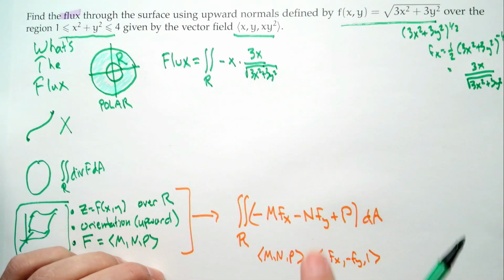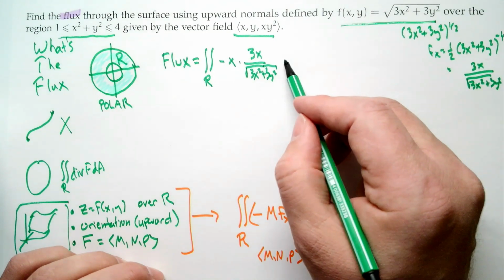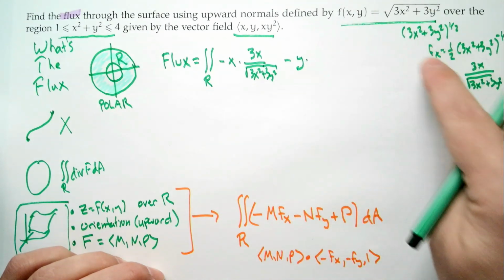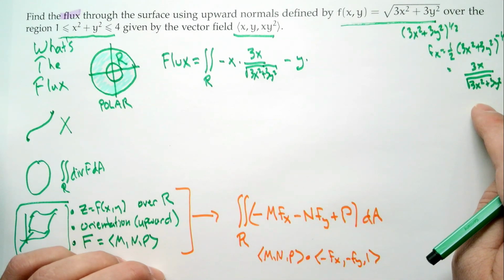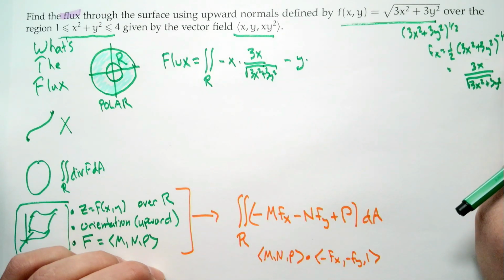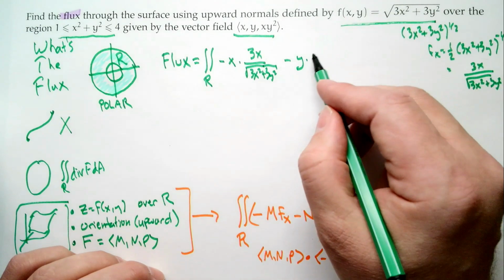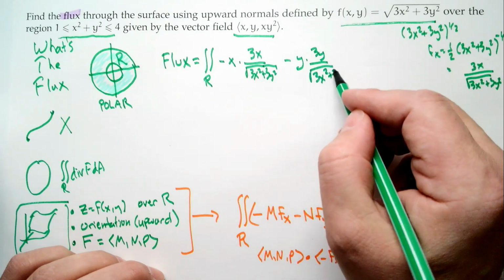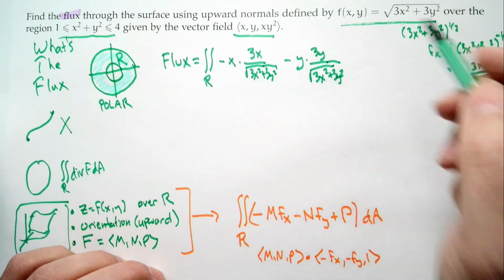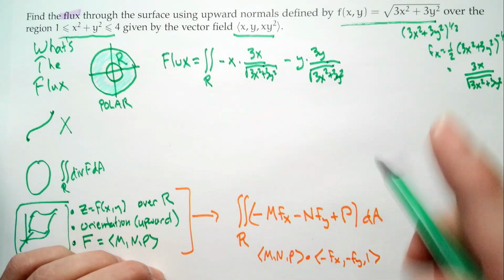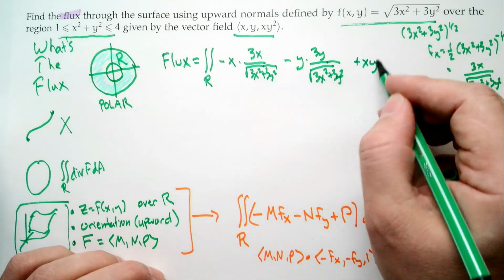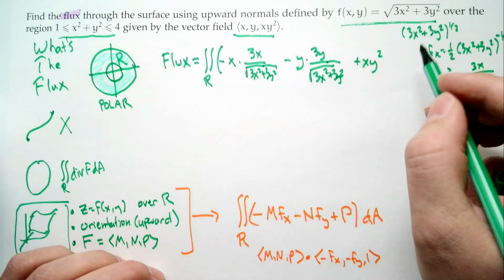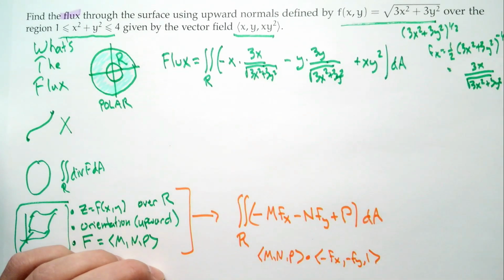Then the next term, minus n fy. So minus y. And fy is going to be essentially the same. The only thing that's different is the 6x becomes a 6y. So it would be 3y over the square root of 3x squared plus 3y squared. And then plus p, plus xy squared. And dA.